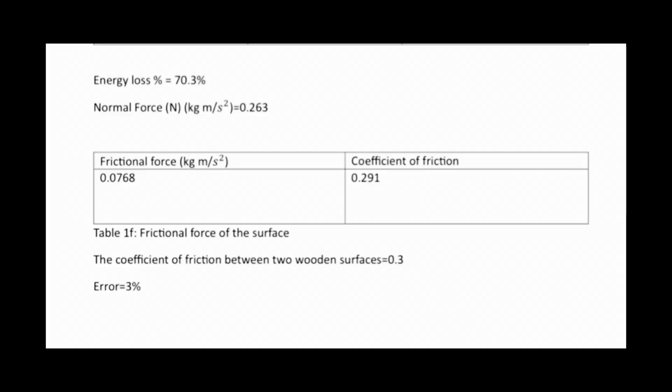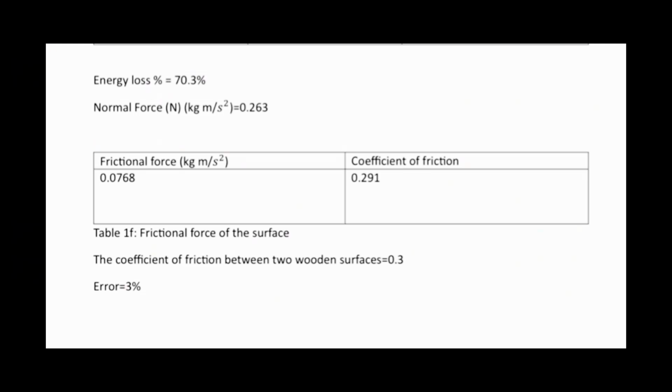After doing the necessary calculations, I found the initial and final mechanical energy of the object and then subtracted the final energy from the initial energy, which was equal to the work done by the friction force. The energy loss due to the friction was 70.3%. I found the frictional force by dividing the change in the mechanical energy by the distance and then calculated the coefficient of friction.